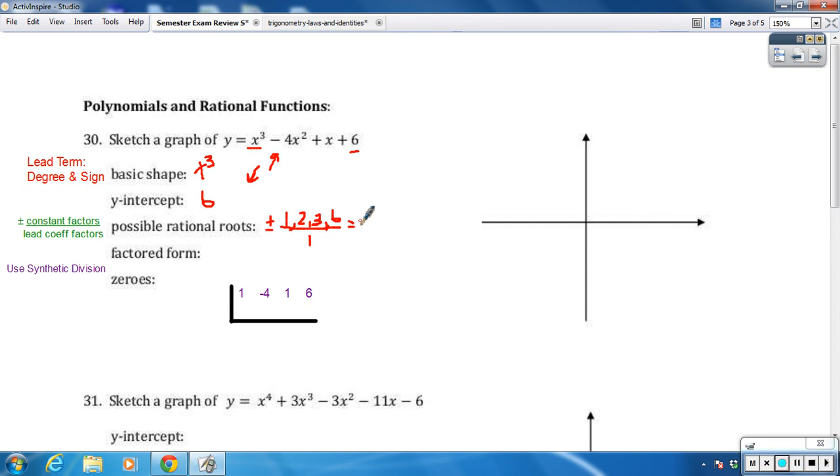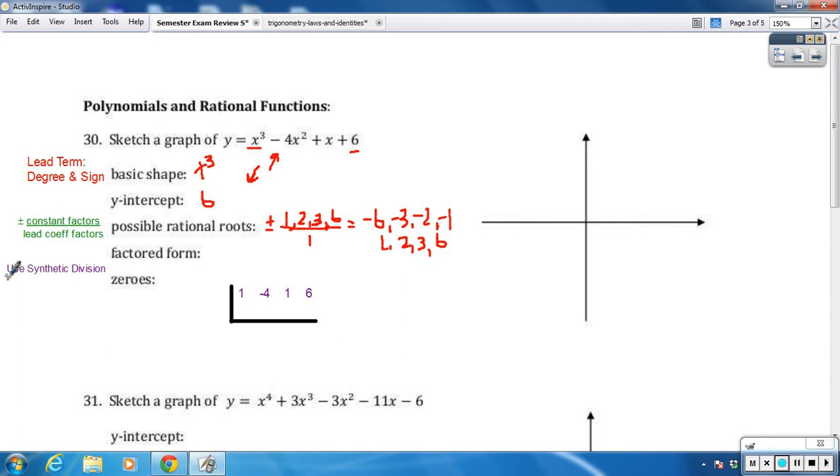Again, these are where we're crossing the x-axis. So I'm just going to list them from least to greatest. I have 6 over 1. Since everything's being divided by 1, I just have those whole number values: -6, -3, -2, -1, and then 1, 2, 3, and 6. Why this is important is that it's going to help us determine what values we're going to use in order to find our factored forms and our zeros.